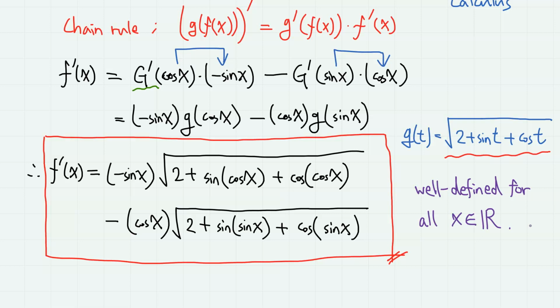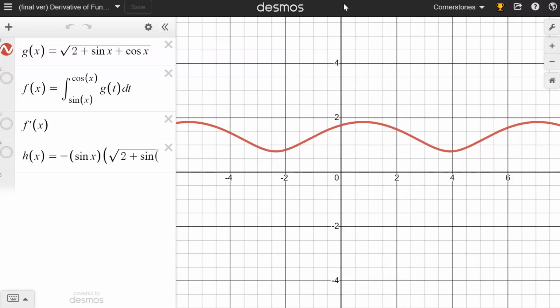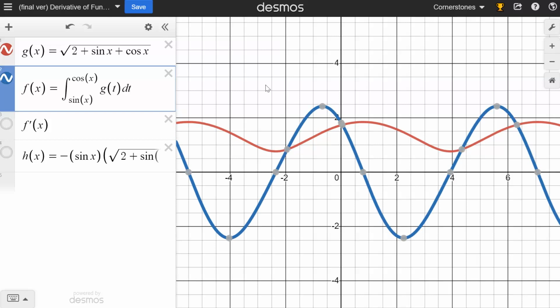So we have found our answer, but let's actually do one more thing before I finish this video. The graphical visualization using the Desmos graphing calculator. So here is our integrand function g(x). Then we have this function f(x), which is defined as the integral of g(t) dt from sine x to cosine x. And the cool thing is, Desmos can actually calculate and plot the values of a function defined as an integral like this. So we have this blue graph of the function f(x).